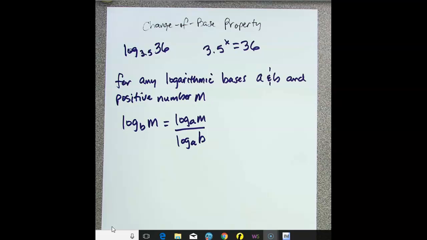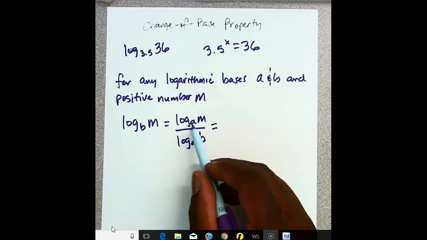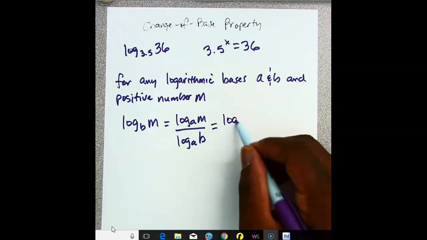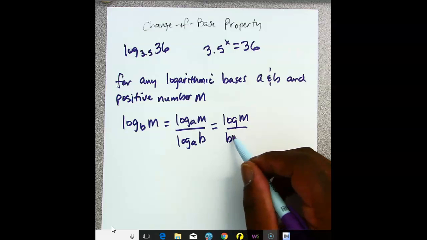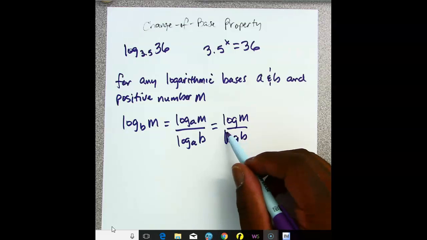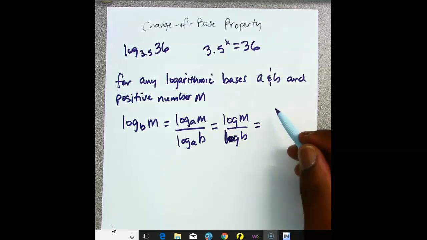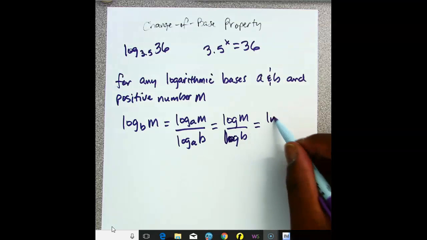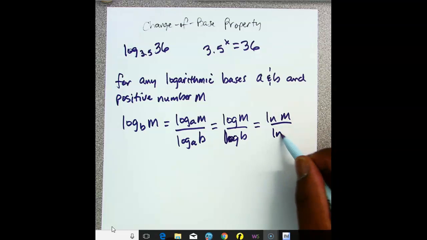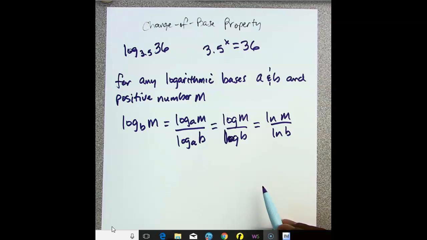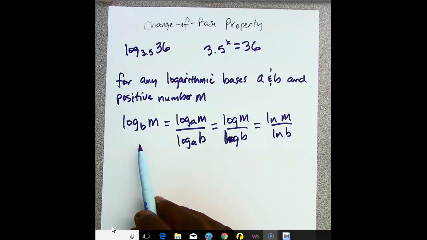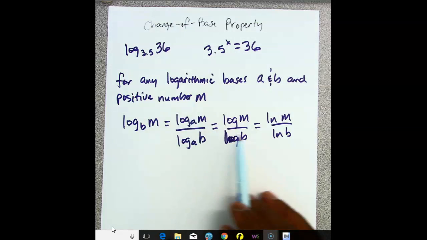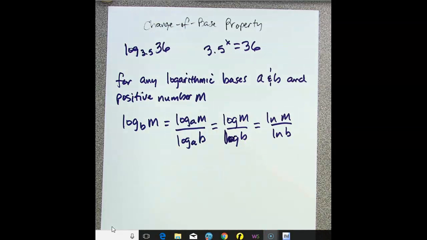It's important because our calculators allow us to evaluate common logs. So if I change my a to a 10, then that's equal to log of m divided by log of b. Or if I change my base to e, that's the natural log of m divided by the natural log of b. So the change of base formula allows me to evaluate something like this by changing the base to a common log, or changing the base to a natural log.